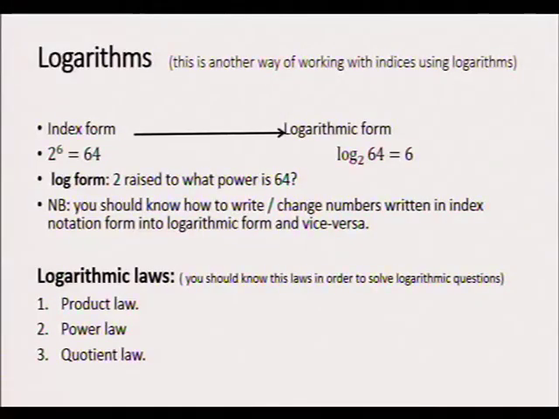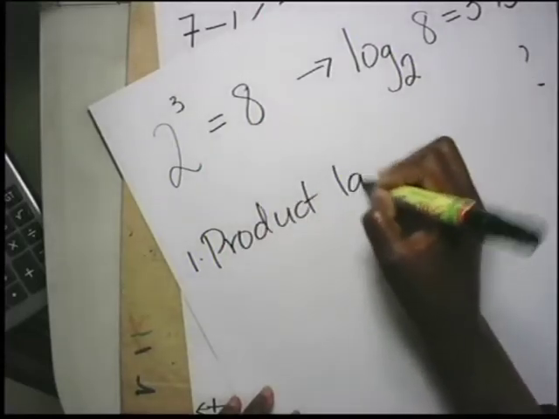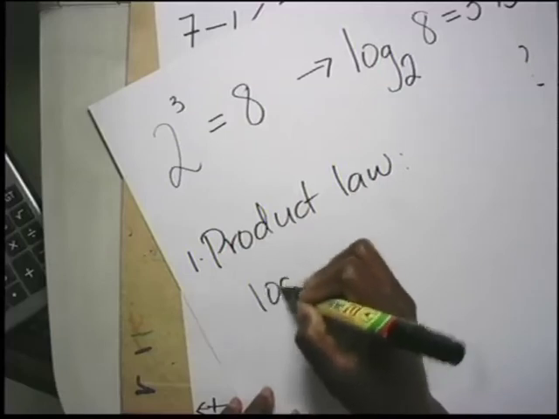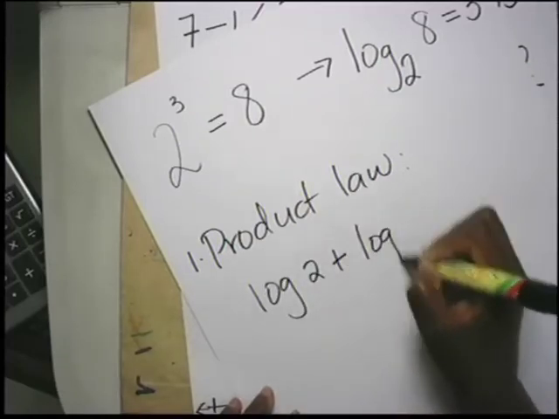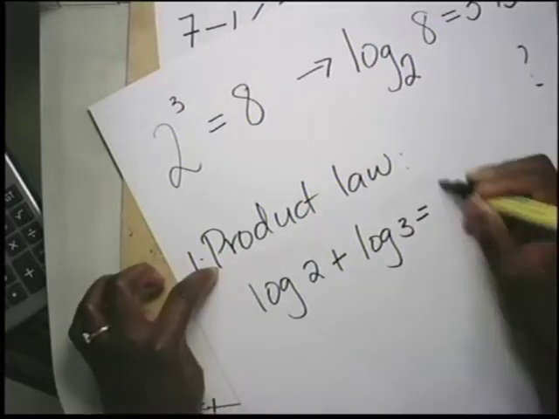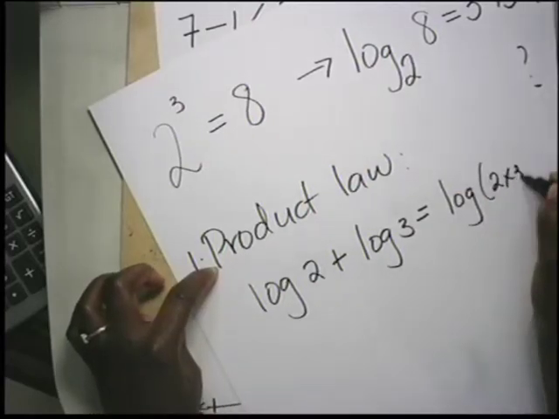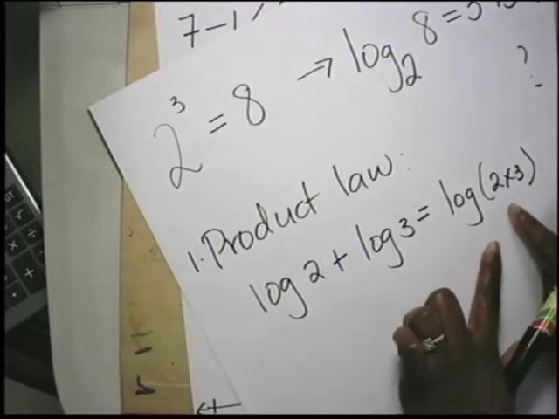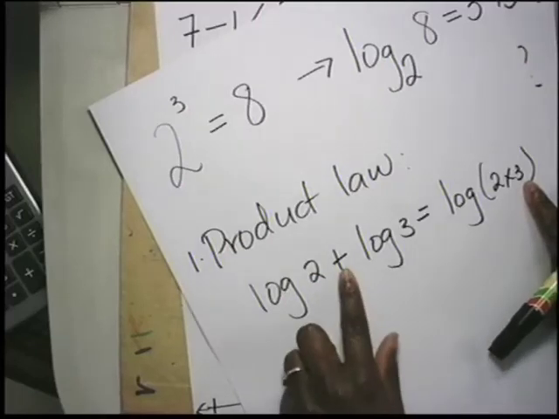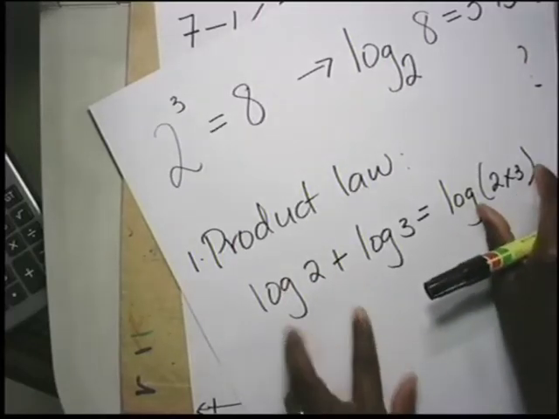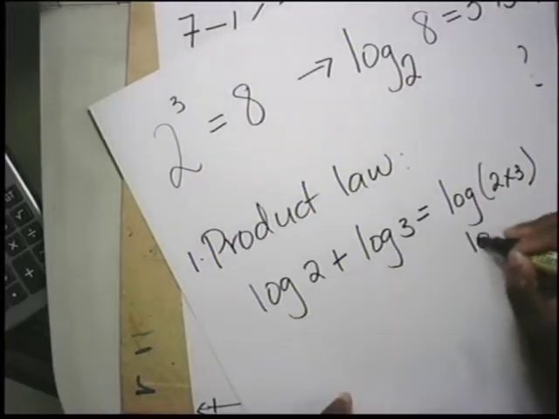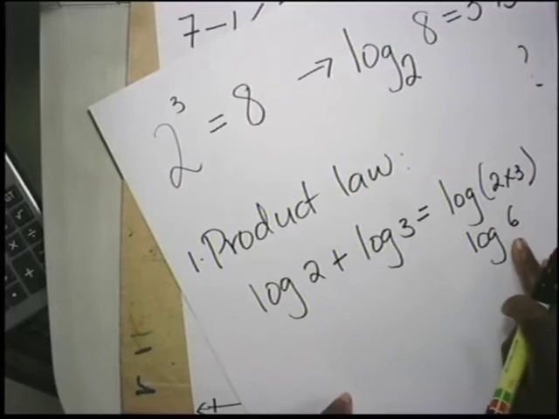We have 3 logarithmic laws. You should know them in order to solve some of the logarithmic questions. We have the product law. Example for the product law: if I'm having log 2 plus log 3 as a product law, this is going to be log 2 times 3. We multiply these two together, not 2 plus 3, because we have a plus here. It's going to be a product. We are going to multiply these two numbers, which is going to be log 6. 2 times 3 is equal to 6.